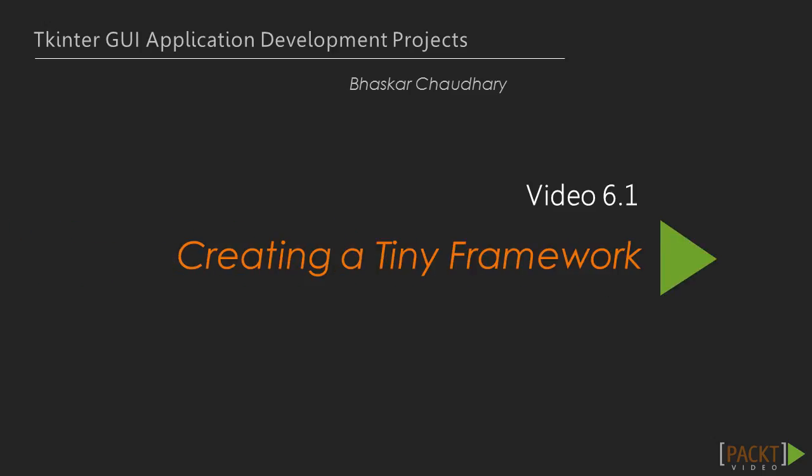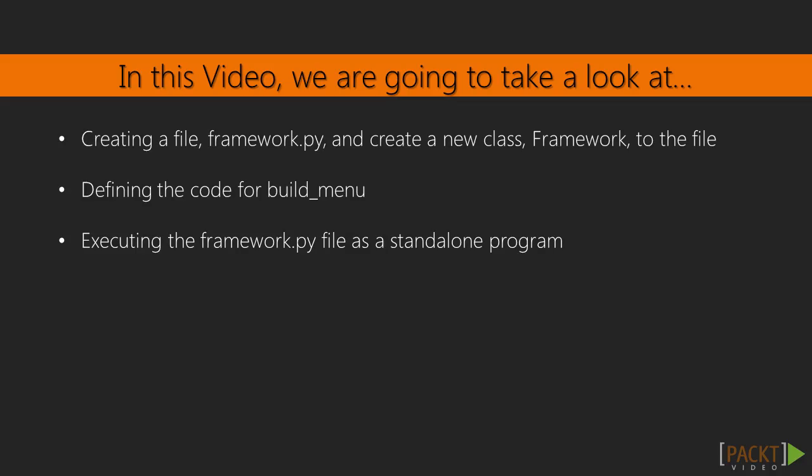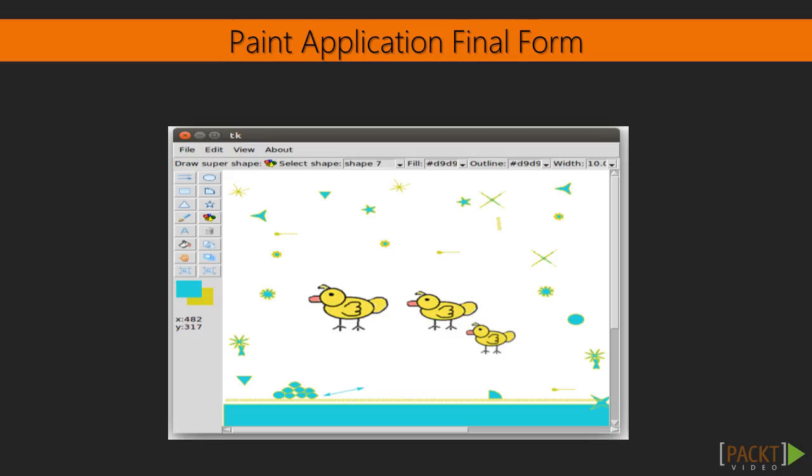Now, we will see the first video of Section 6, Creating a Tiny Framework. The goal of the video is to build a framework. In its final form, our paint application will look like this. There are no external library requirements for this section, so let's dive into the code.